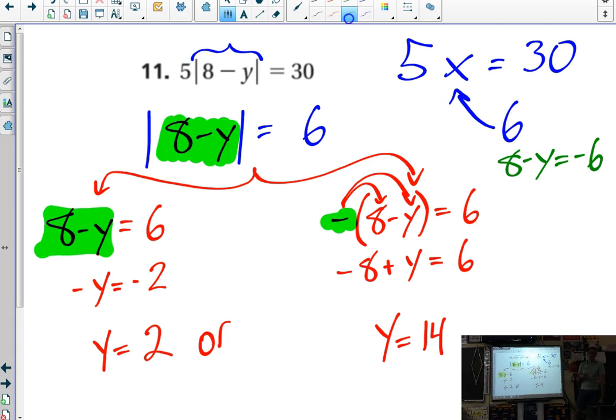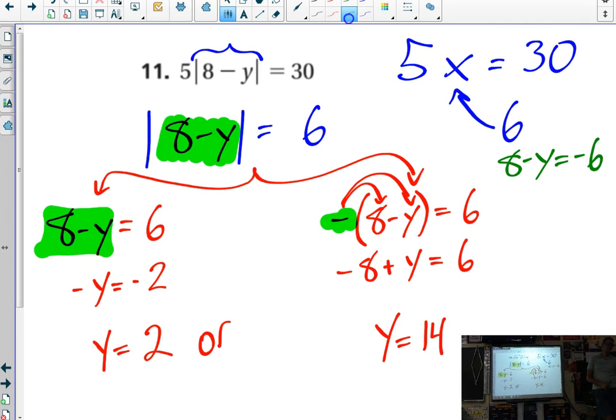I've only seen this mistake like 1 or 2 times: you can't do anything with the positive and negative options until you get rid of values outside the absolute value. So if there's addition or subtraction, you have to get rid of that before you evaluate the 2 options. If there's multiplication, you have to get rid of that before you evaluate the 2 options.